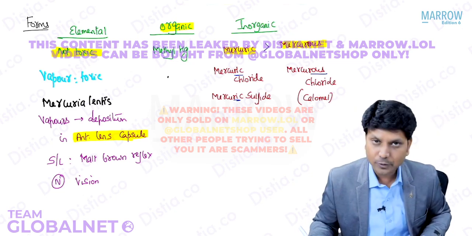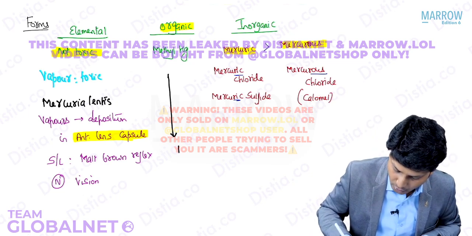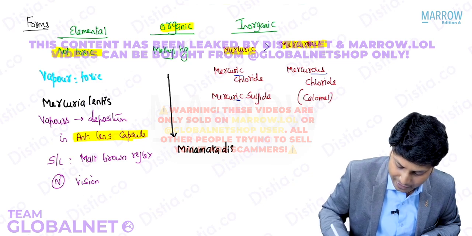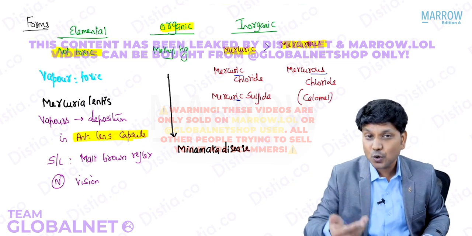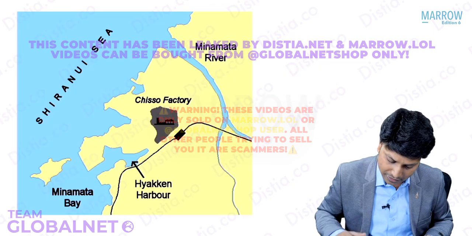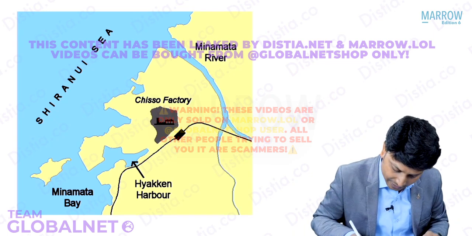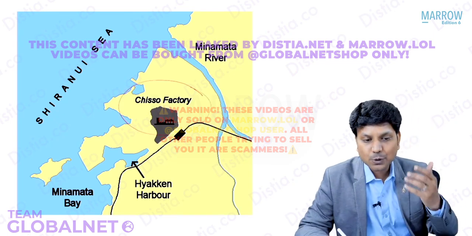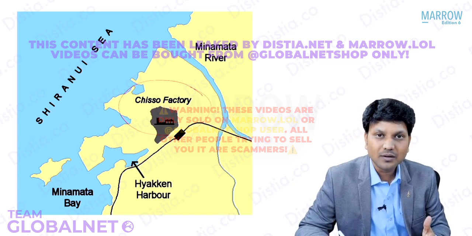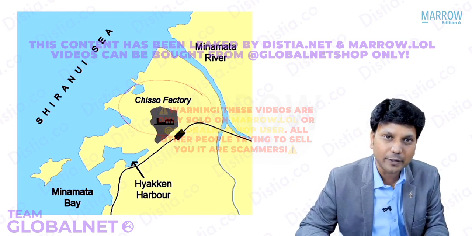Now coming to organic mercury. There is one important condition that you have to know, which is called Minamata disease. What is Minamata disease? It was a disease noted in Minamata Bay in Japan. I can show you. This is the Minamata region, Minamata Bay. There was a factory called the Chisso Corporation, which was discharging all its wastewater into the sea. That wastewater contained mercury effluents. The entire seawater was contaminated with mercury.